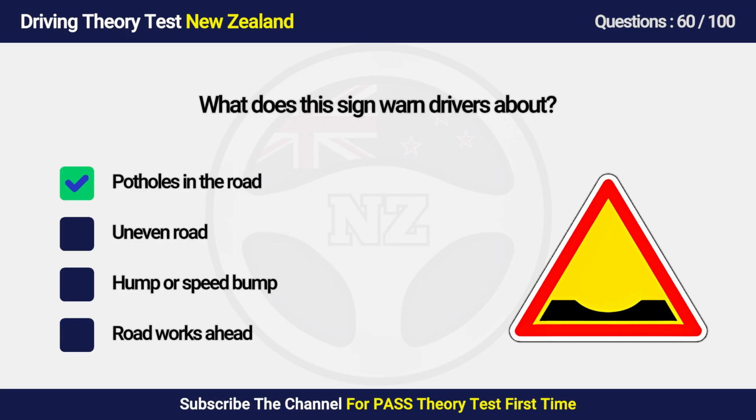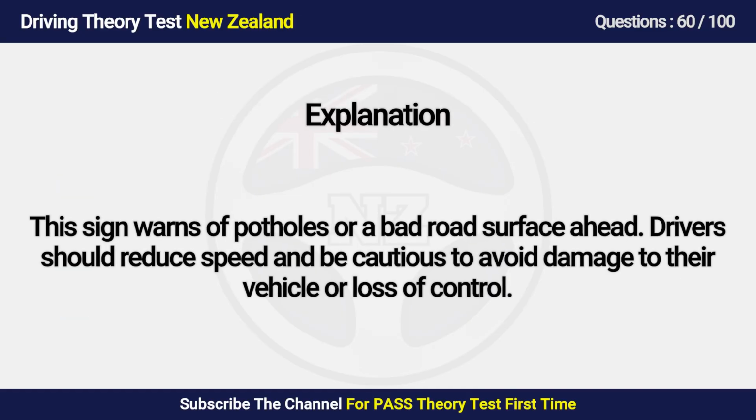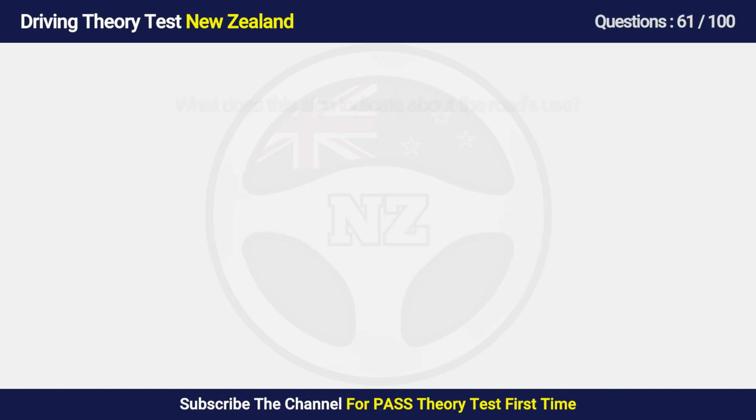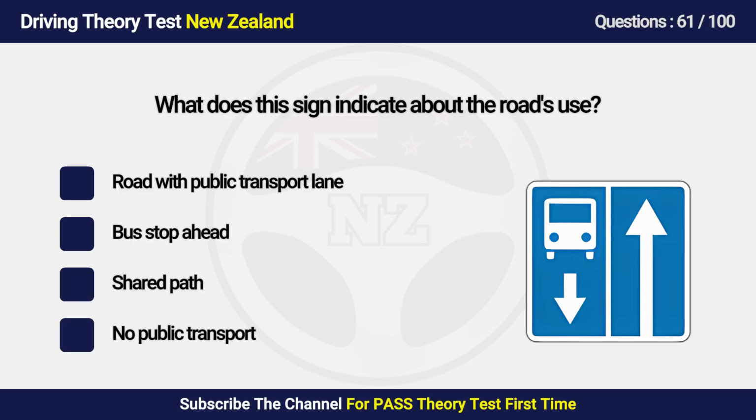Answer is A. Pothole in the road. This sign warns of potholes or a bad road surface ahead. Drivers should reduce speed and be cautious to avoid damage to their vehicle or loss of control. Question 61. What does this sign indicate about the road's use?